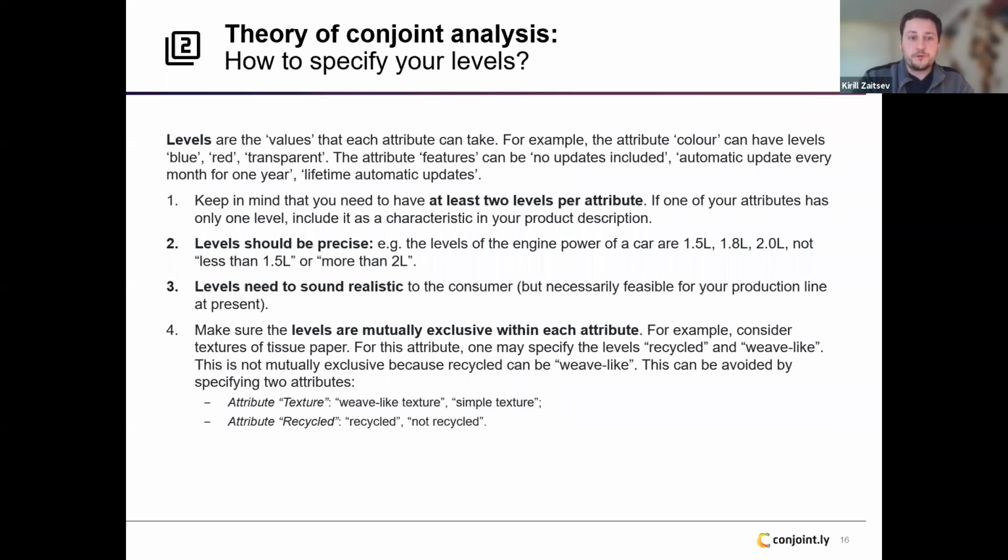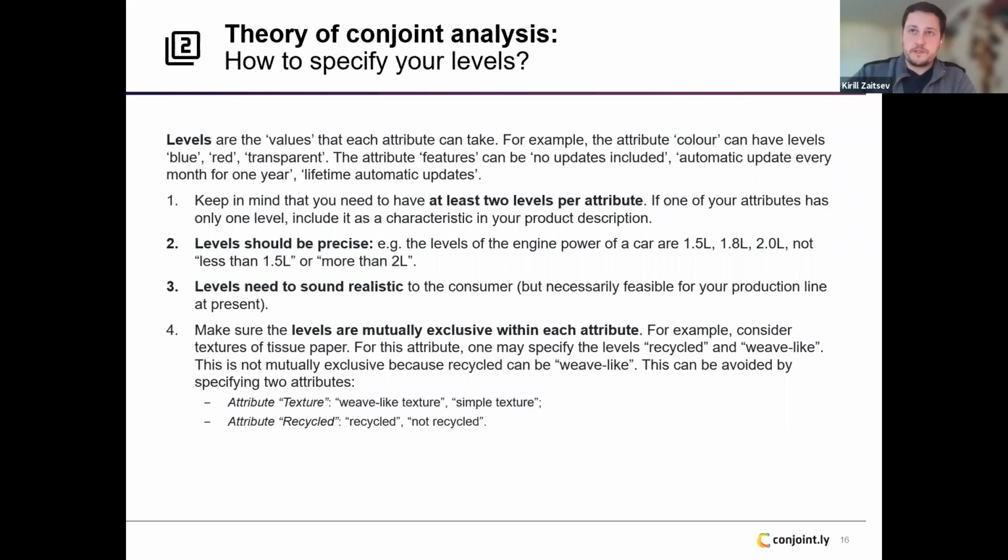Finally, we need to ensure that the levels are mutually exclusive. So in this example, we wouldn't want to have recycled and weave-like as levels of a single attribute, because a product could be both or neither. So we want to separate those into mutually exclusive attributes. So in this case, we would separate it into texture, weave-like or simple texture, and another attribute that could just be binary for recycling, so recycled or not.